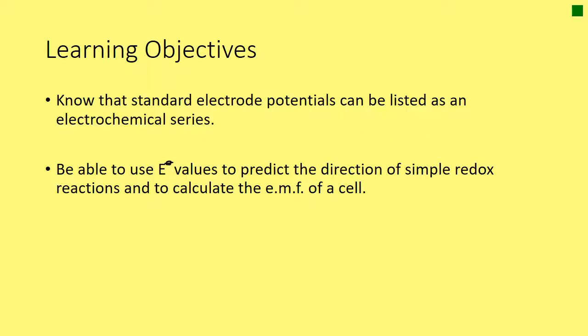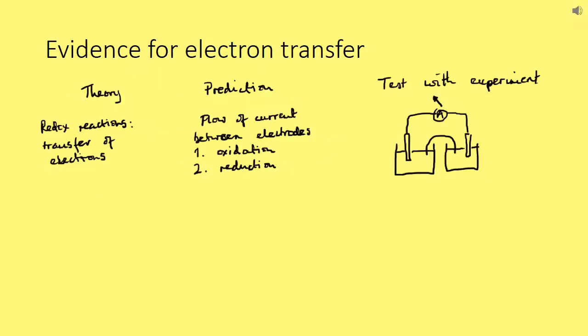And here we have the learning objectives. The first one being that we want to know that standard electrode potentials can be listed as an electrochemical series in order of electrode potential. And also we want to be able to use those standard electrode potentials to predict the direction of simple redox reactions and to calculate the EMF of a cell. So let's get on with it.